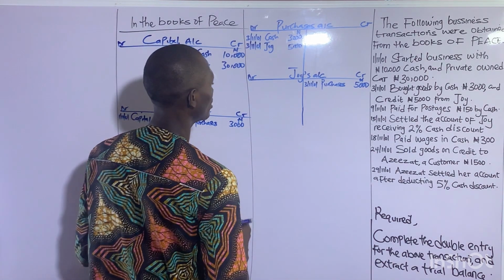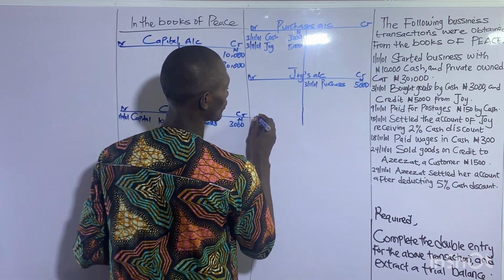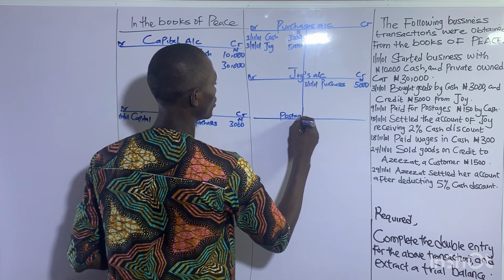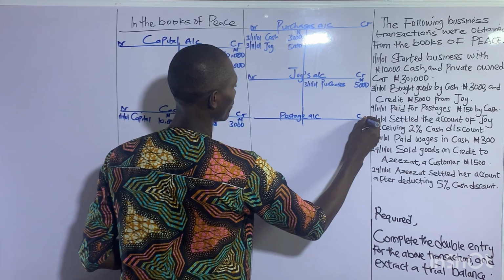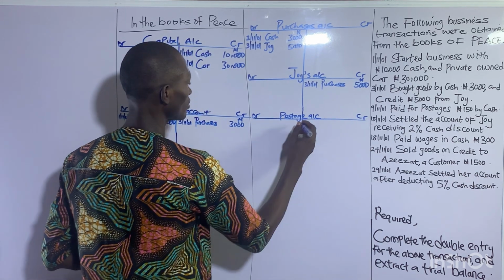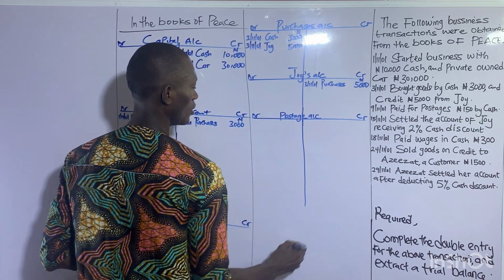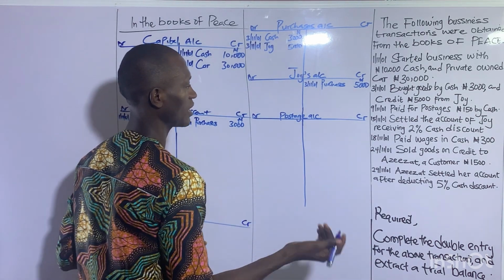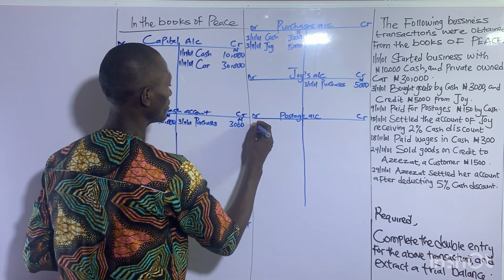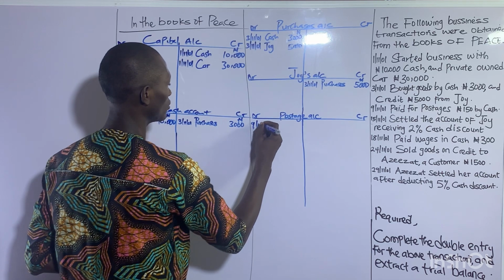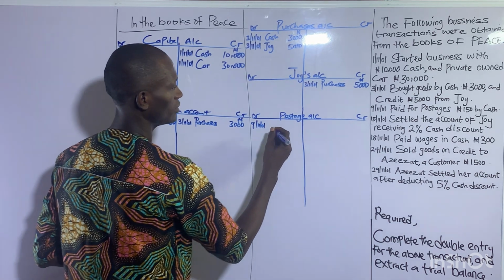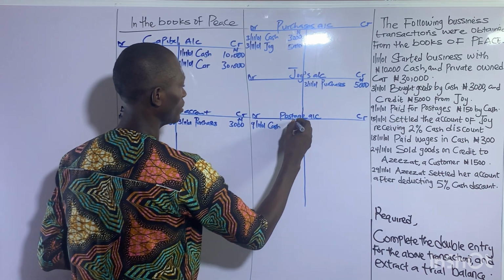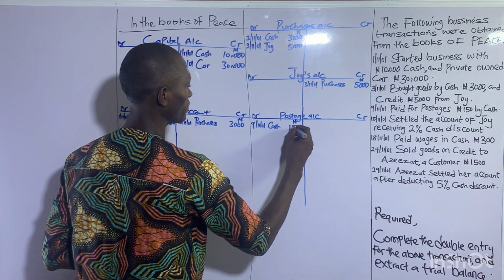So let's open postage account. So we have postage accounts, and we have credit, we have debit. So let's debit postage because postage is receiving. Every receiving account must be debited. So the date is 9/11/01. Then the particular is going to be cash because postage was paid for by cash, and that's 150.